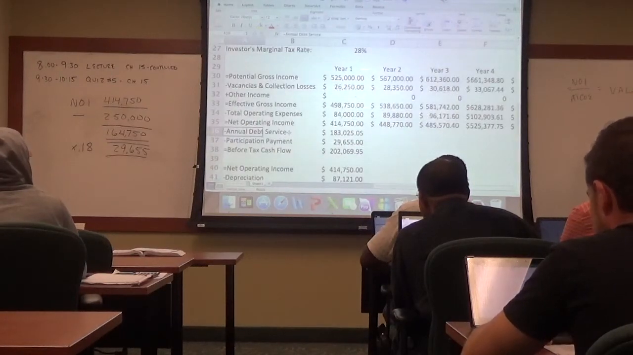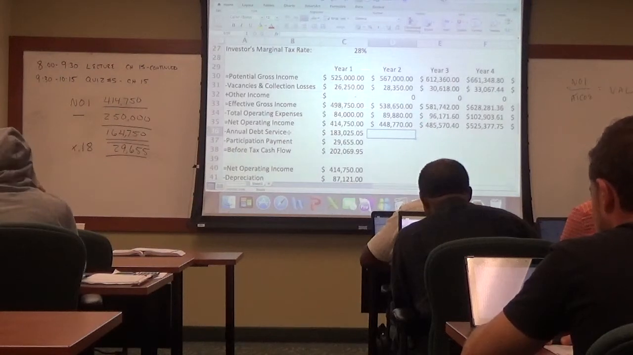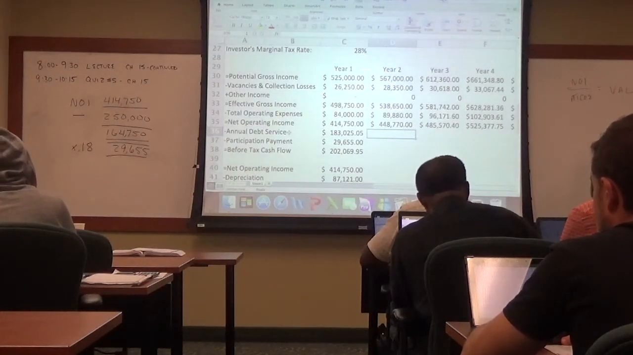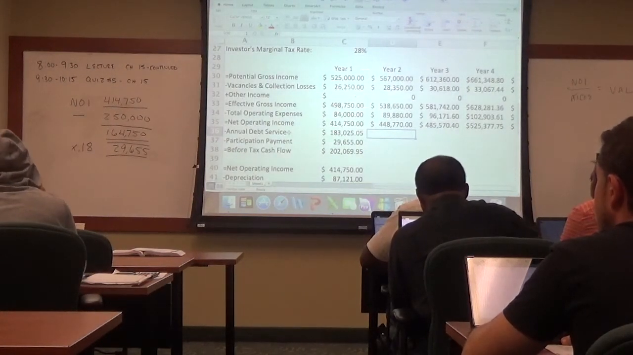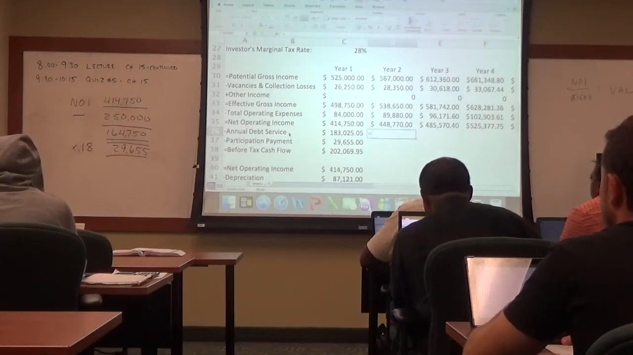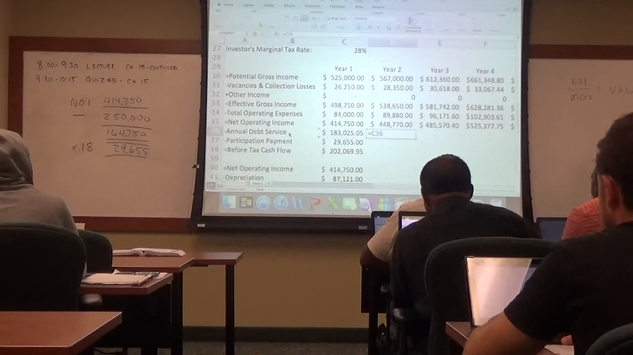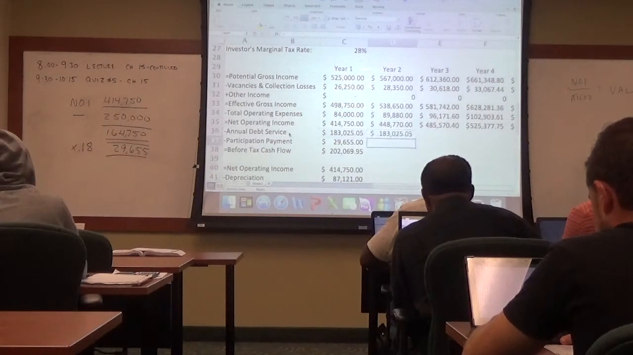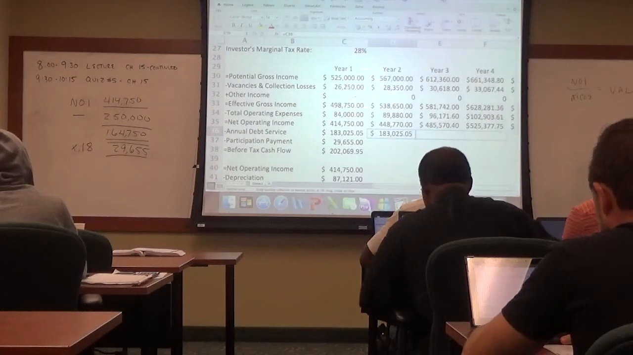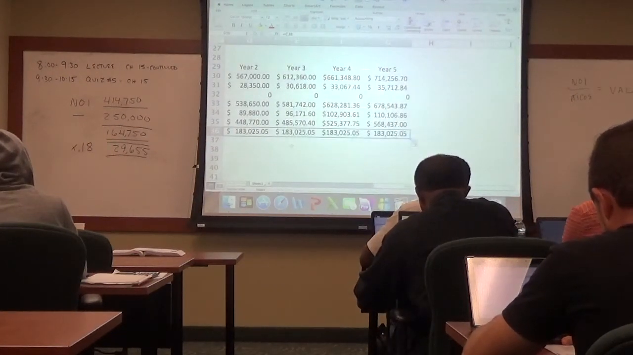Okay, let's see. All right, so now we're down to annual debt service. For annual debt service, in this particular case, the debt service is not going to change from one year to the next. So we can do this a couple of different ways. The easiest would be to cell reference the one right before it, the year right before it, and then just copy that across.